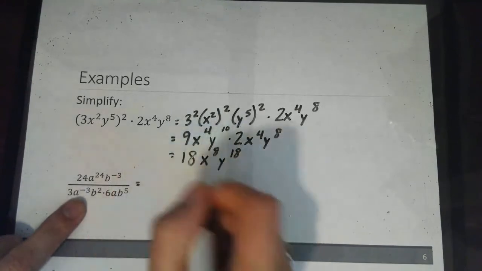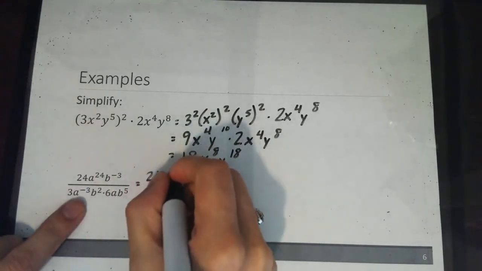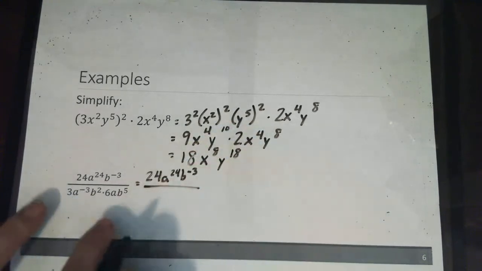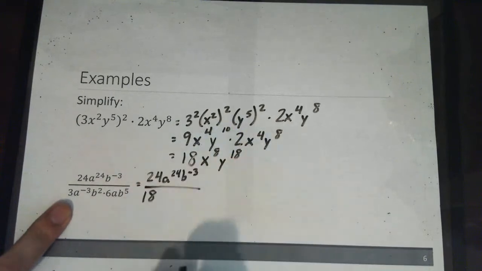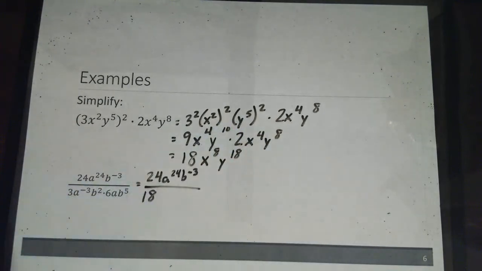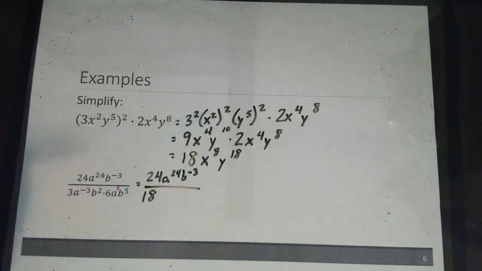So in my numerator, I'm going to leave that alone for now. 24 a to the 24th b to the negative third. In my denominator, I have 3 times 6, that's 18. A to the negative 3 times a. If I don't see an exponent on something, it's assumed it has an exponent of 1.